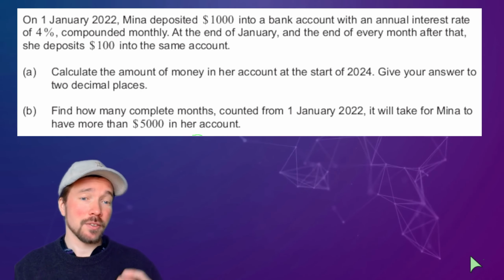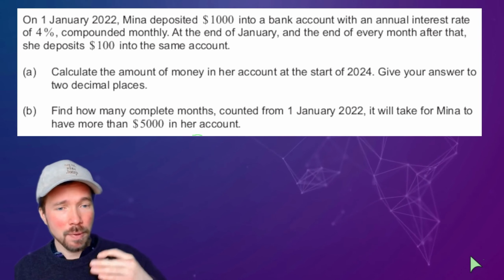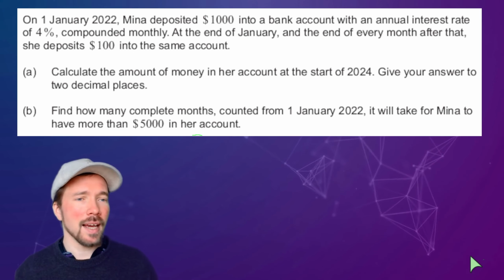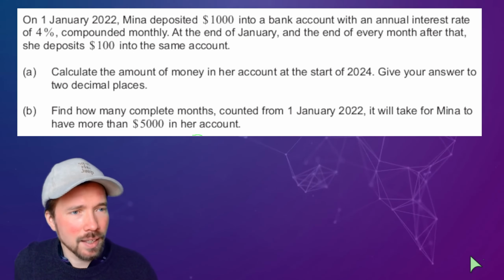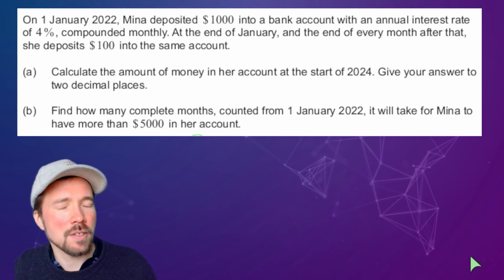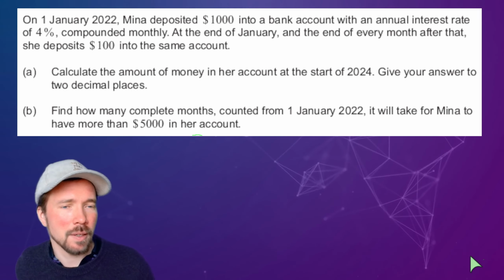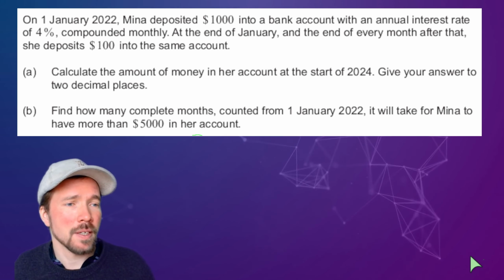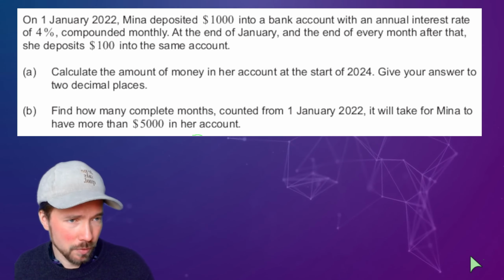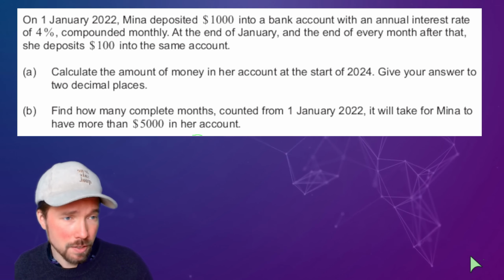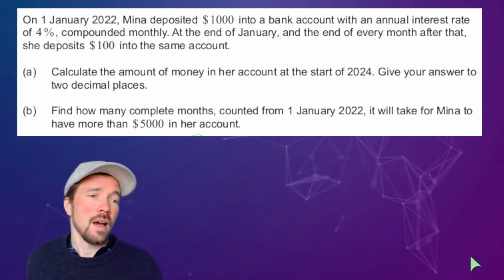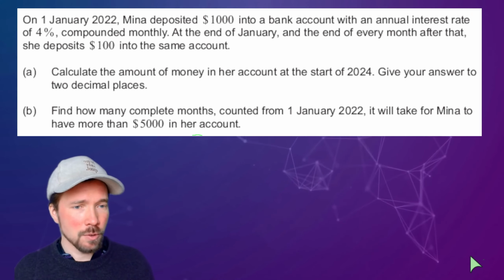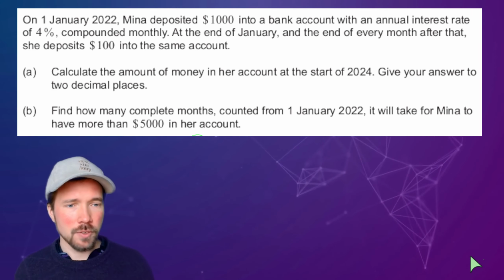So the annual rate is 4%, but it's compounded every month, so we will have to figure out what the monthly compounding rate is. At the end of January and at the end of every month after that, she deposits $100 more into the same account. And we have to calculate how much money there is at the start of 2024, so that's in 2 years, which is 24 months. And then, on the other hand, we have to find how many months it takes to reach a certain number, which is 5,000 in this case.